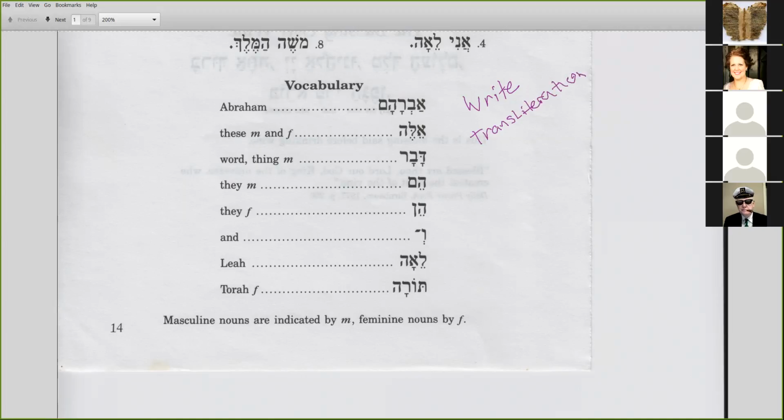Give me the gender. Give me the translation. Okay, and then write in Hebrew. Write them out, so that you can practice writing these.